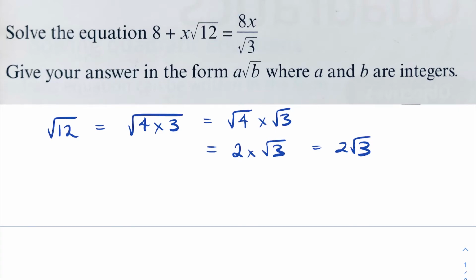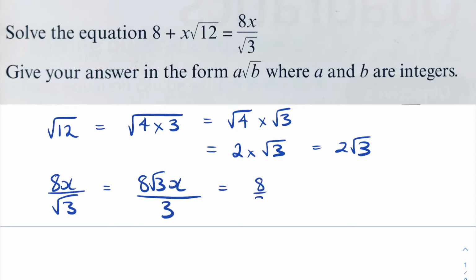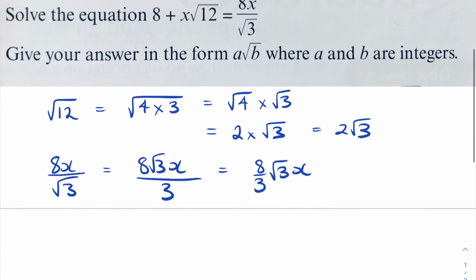So secondly, I'm looking at the fraction that's on the right hand side. So 8x over root 3. It's a fraction with an irrational denominator. So the number on the bottom is irrational. So I'm going to rationalise the denominator by multiplying the top and bottom by root 3. So the top just becomes 8 root 3 times x. And the bottom, root 3 times root 3, is 3. So I can write this as 8/3 of root 3 times x.